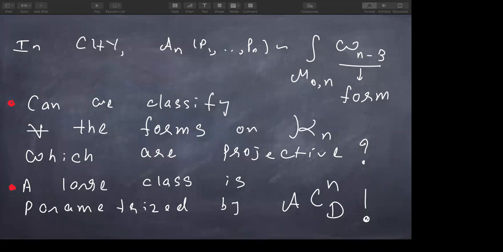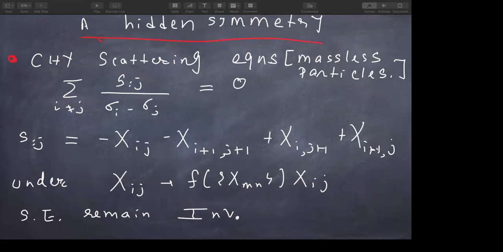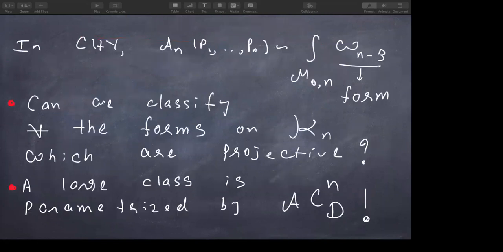I do not think the answer is even known. But it turns out that a large class of these forms is parametrized by the Accordiohedra. And so this is why Accordiohedra suddenly become more interesting from a physics perspective. So let me just tell you an outline of how we build this form. Each Accordiohedron generates a unique form of rank the same as the dimension of the Accordiohedron. And it is projective in the sense that if you scale all the x's with a function f, then that form will not change.